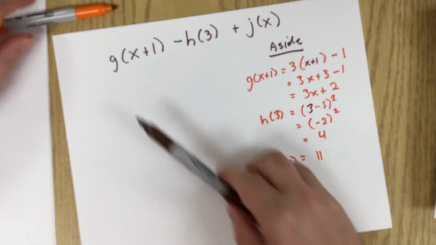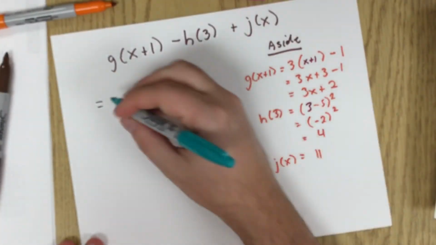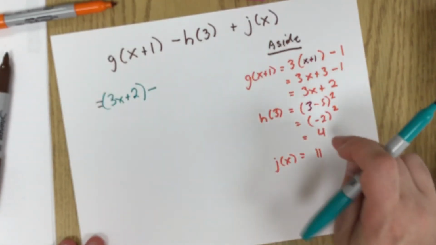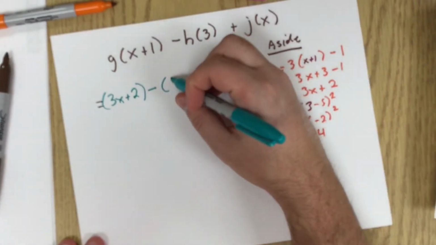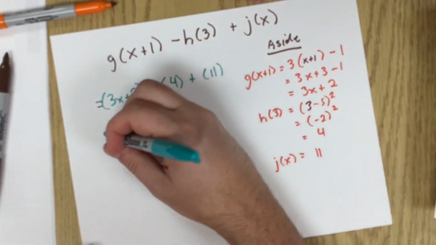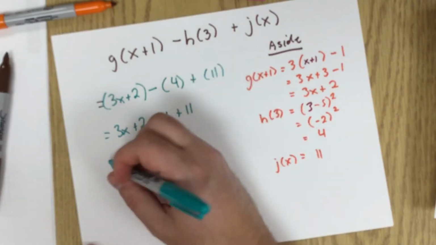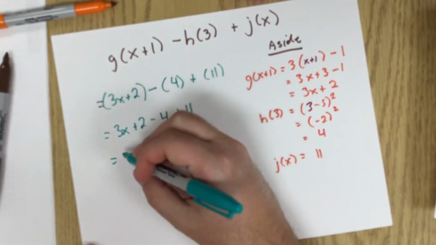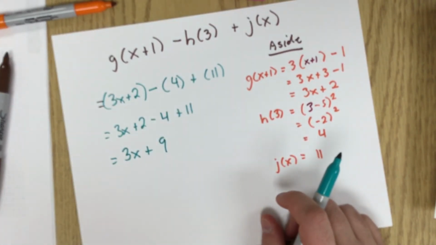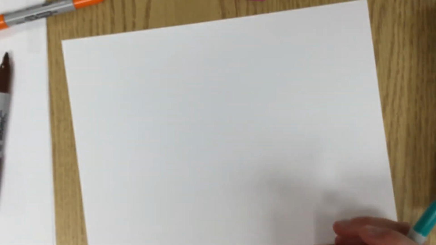Okay, so now we can start subbing these things in. This is going to be equal to g of x plus 1, which is 3x plus 2, minus h of 3, which is 4, plus j of x, which is 11. That's 3x plus 2 minus 4 plus 11. 2 minus 4 is negative 2, plus 11 is 9. And all that would be equal to 3x plus 9. That's that.